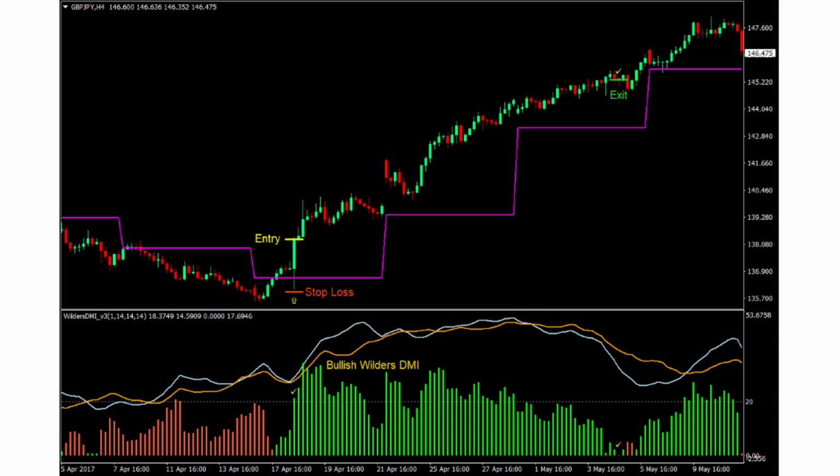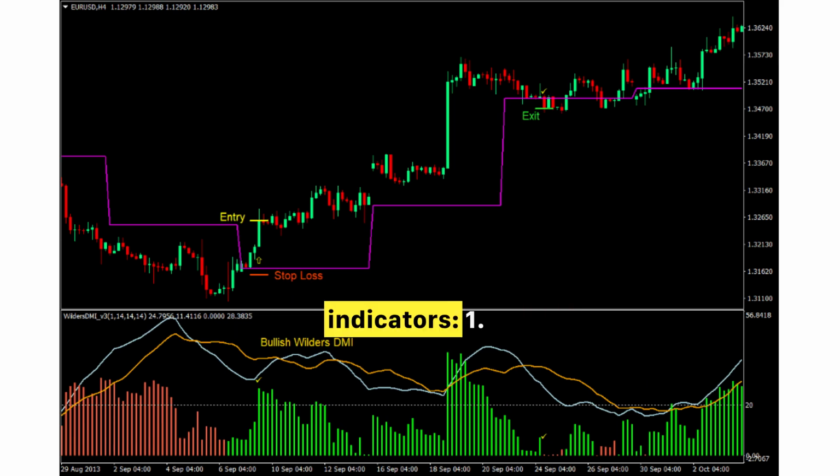Sick of chasing trend reversals that fizzle out? Here's a smarter way. Combine trend magic with RSI momentum to catch high-probability reversals. This strategy combines two indicators.